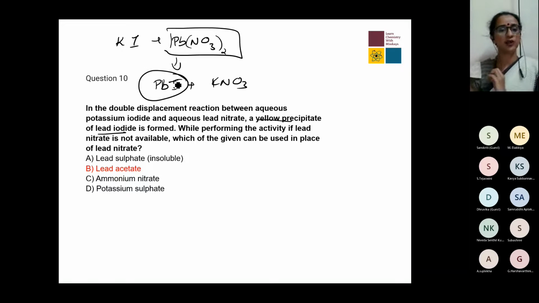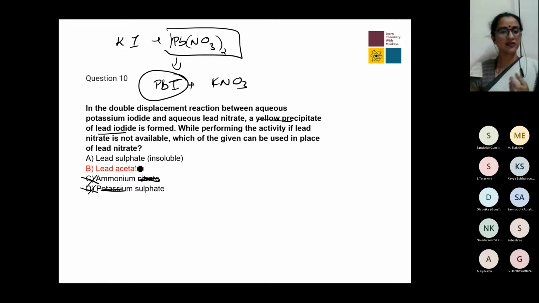Now, for lead iodide to be formed, you obviously need lead and you need iodine. So because you definitely need lead, it rules out option C and option D. The color of the precipitate is because of lead iodide, and the color of the precipitate is not because of nitrate being present, right? There's no nitrate in lead iodide. So that means it doesn't matter if you have ammonium nitrate, and it doesn't matter if you have potassium sulfate, because neither the nitrate nor the potassium are contributing to the color formation or the precipitate formation in any way.